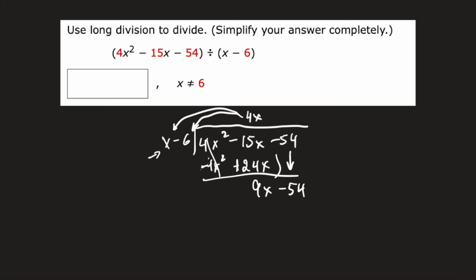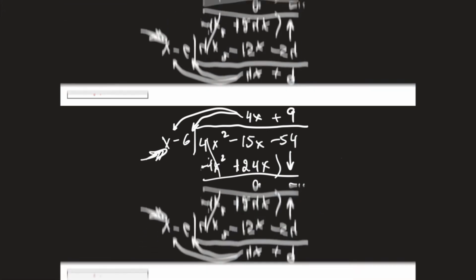So what do I have to multiply x by to get 9x? The answer is 9. So I'm going to multiply it by 9, and again I have to multiply everything in here by 9. So 9 times x is, again, 9x. 9 times negative 6 is negative 54. And again, we're going to subtract, which means just change signs. So negative and a positive, and everything cancels out to 0. Therefore, the two polynomials divided will give us the answer of 4x plus 9.